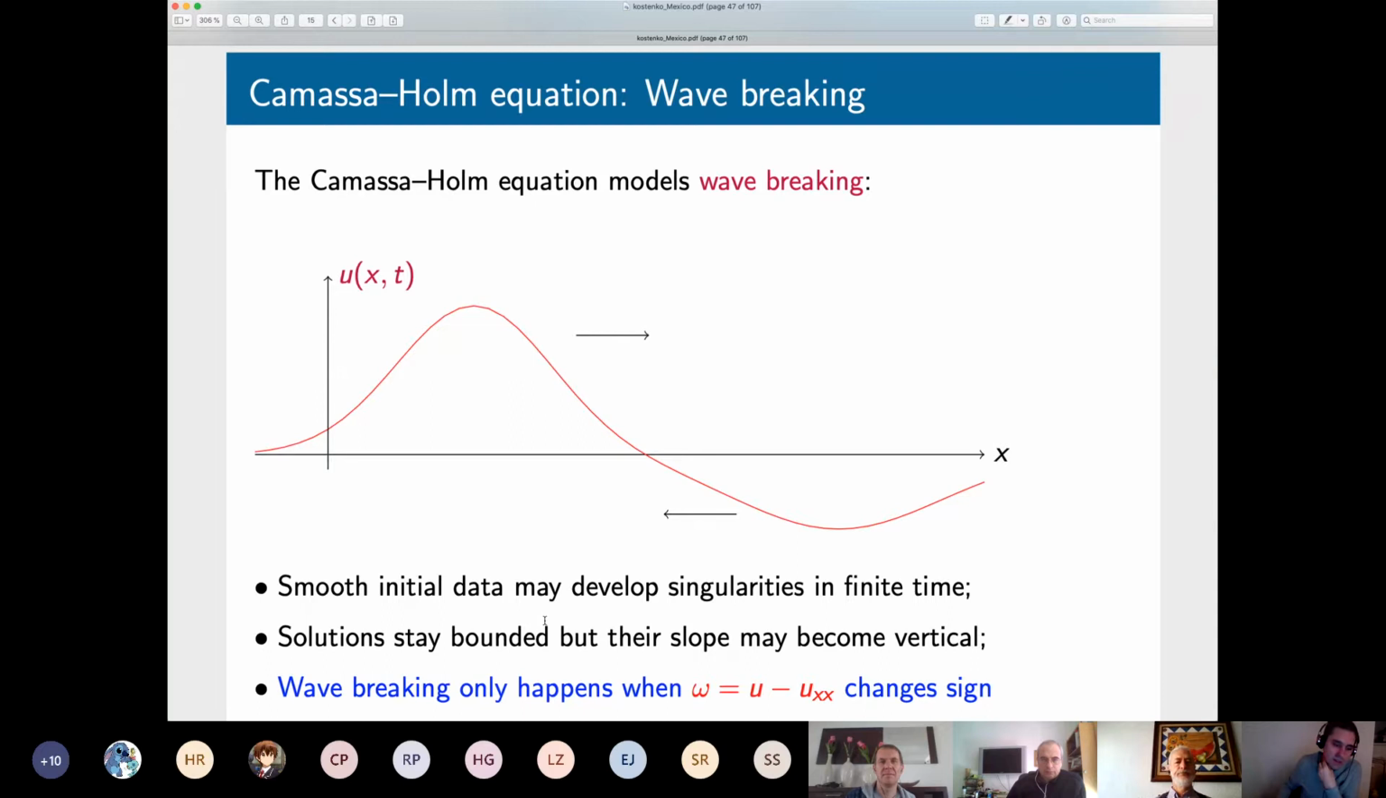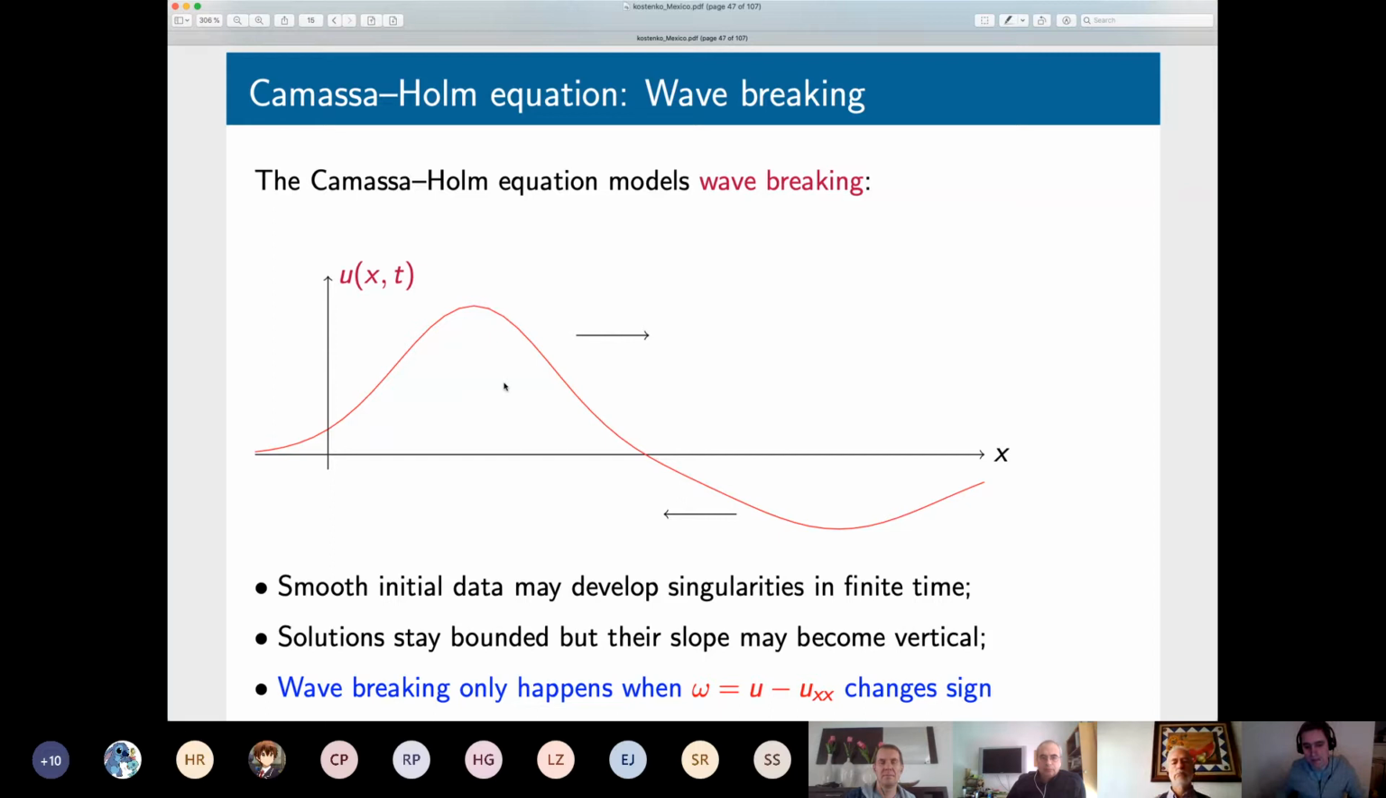One of the most interesting features is that the Camassa-Holm equation allows us to model wave breaking. That is, smooth initial data may develop singularities in finite time. All these singularities develop in a way that looks like a breaking wave. That is, the solution stays bounded, but the slope, like indicated in this picture, the left peak moves to the right, the right peak moves to the left, and the slope between those peaks becomes vertical at some finite time t.